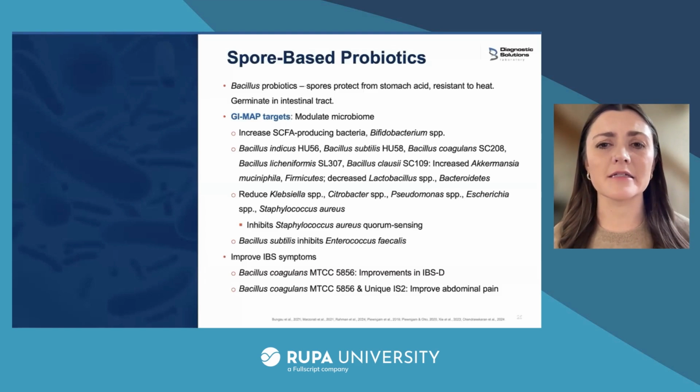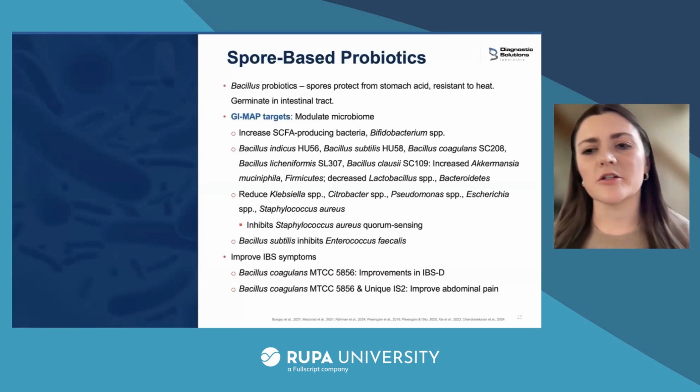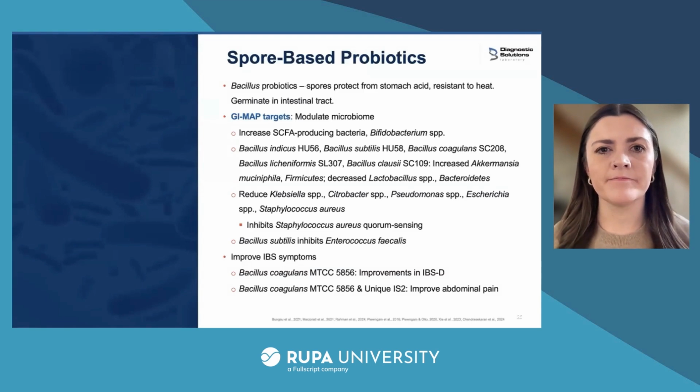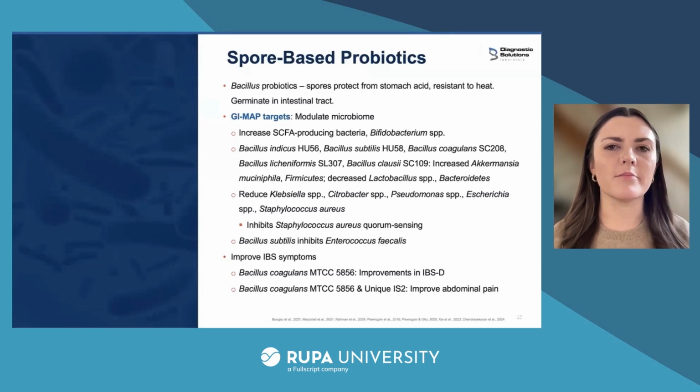One study looking at 5 very specific strains in an ex vivo model found some modulation in the gut. So Akkermansia muciniphila and Firmicutes were increased. And then they did see a decrease in Lactobacillus and Bacteroidetes. There's research looking at Bacillus probiotics and their ability to impact certain opportunistic microbes that we see on the GI MAP. So things like Klebsiella, Citrobacter, Pseudomonas, Escherichia, and Staphylococcus aureus.